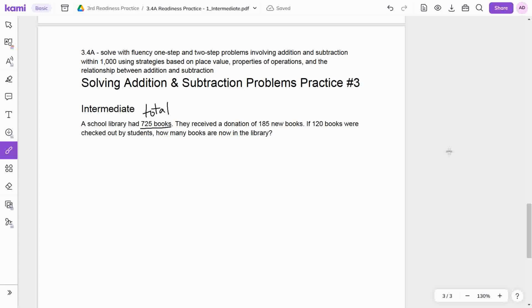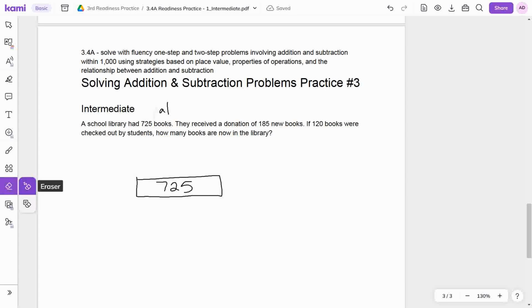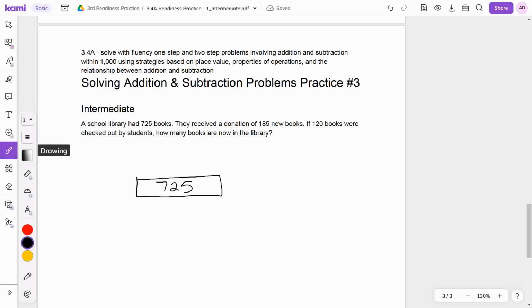Okay, so I'm going to start with my 725. And it looks like that might be my total. But actually, I need to increase my total because look, they received a donation of 185. So I'm going to add on to my strip diagram. I've got 185 more, and then 120 were checked out. So when 120 are checked out, that means I need to take away 120. Well, first off, how much do I have right here? That's my question. What is my new total?